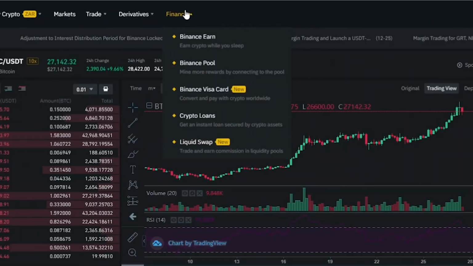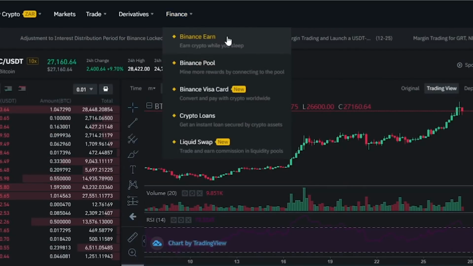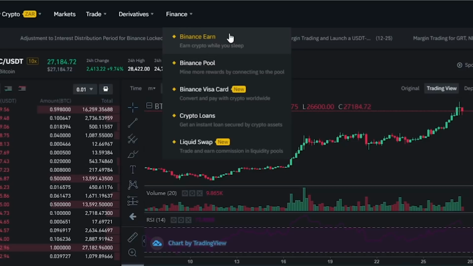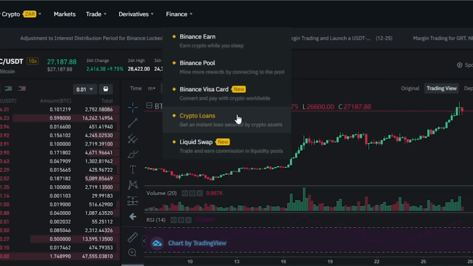But the last thing I want to show you guys is the finance. So you got Binance Earn, Binance Pool, Binance Visa Card, crypto loans, and liquid swap.